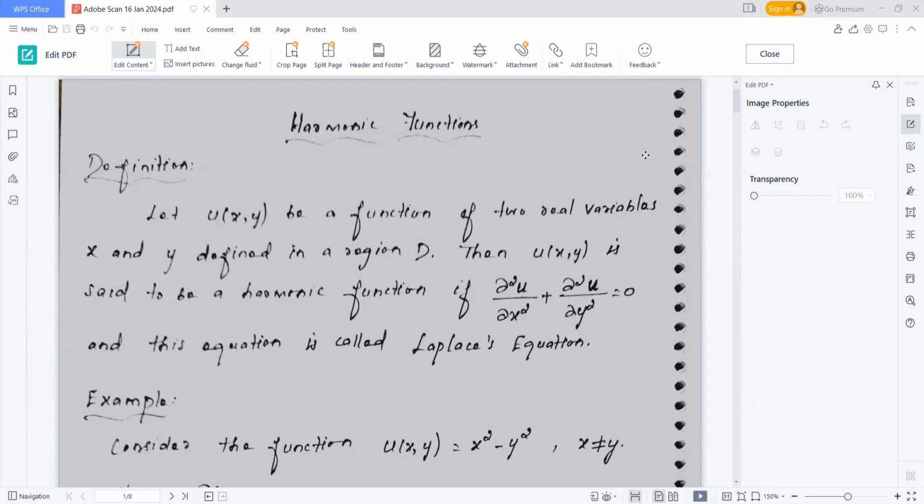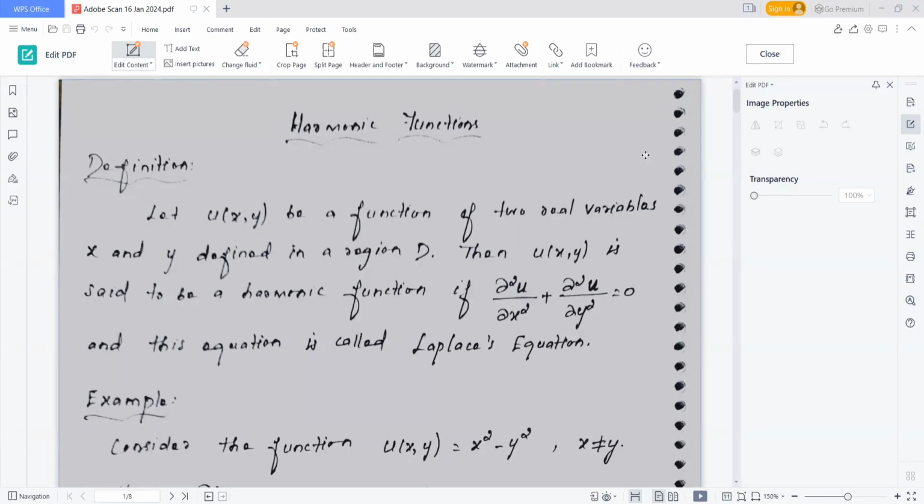So here, let u(x, y) be a function of two variables x and y defined in a region D. The function is said to be a harmonic function if ∂²u/∂x² plus ∂²u/∂y². Since the function is of two variables x and y, we are differentiating with respect to x as well as with respect to y.